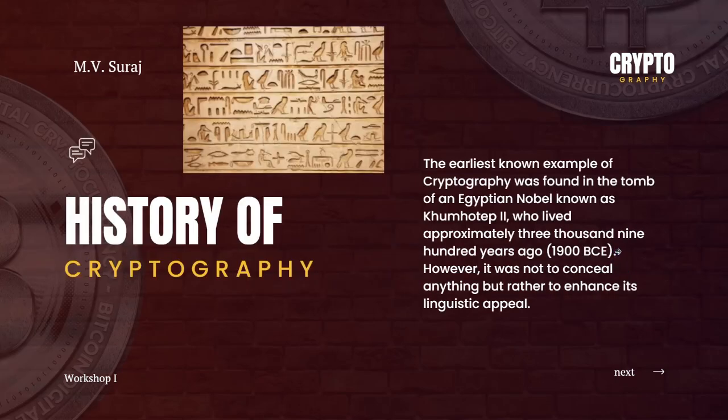And I think the next three or four slides are going to be about the history of cryptography. The earliest known example of cryptography was found in an Egyptian noble's tomb, known as Khnumhotep II. I'm sorry if I didn't spell his name right. This noble lived approximately 3,900 years ago. So it's very long, in comparison to a human life, it is of course very long.